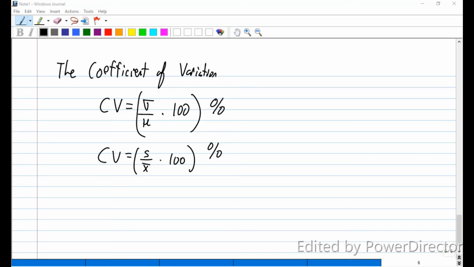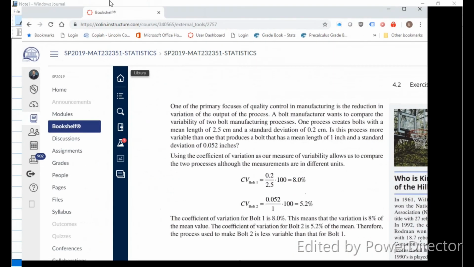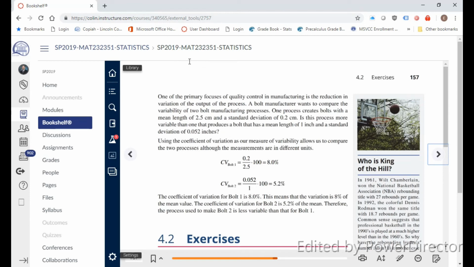Let's read this. I know you don't have anything else in your PowerPoint, but let's read what it says about coefficient of variation. It says, one of the primary focuses of quality control in manufacturing is the reduction in variation of the output process. Have you ever put together like a swing set, or if you're like me, a dollhouse or something like that, and then all of a sudden one of your bolts just won't fit, or maybe it'll fit but it is too small, and so when you put it in, everything just wiggles around.